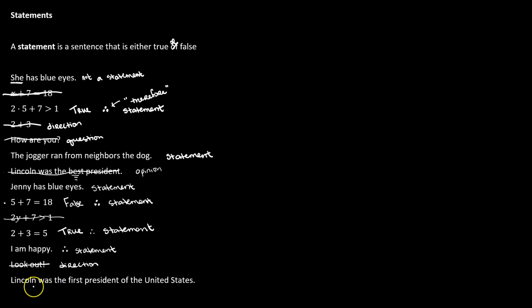Next one, Lincoln was the first president of the United States. Either this is true or it's false. Hopefully we know the truth value of this statement. Lincoln was not the first president of the United States, so this is a false statement, but because it has a truth value, even though it's false, it's a statement.